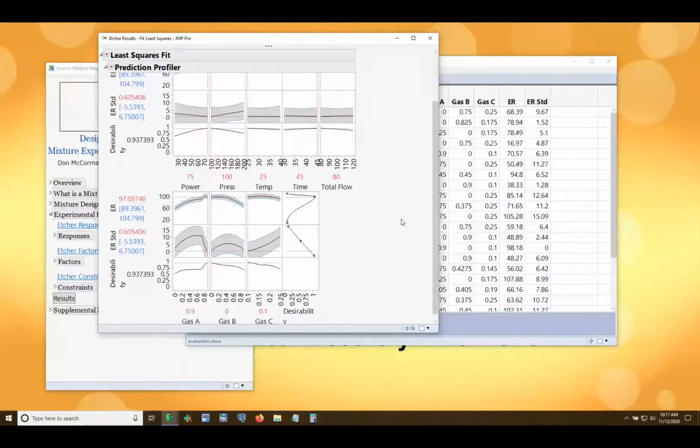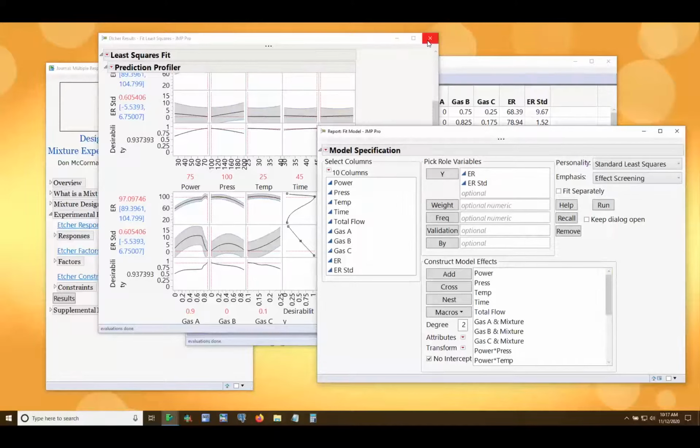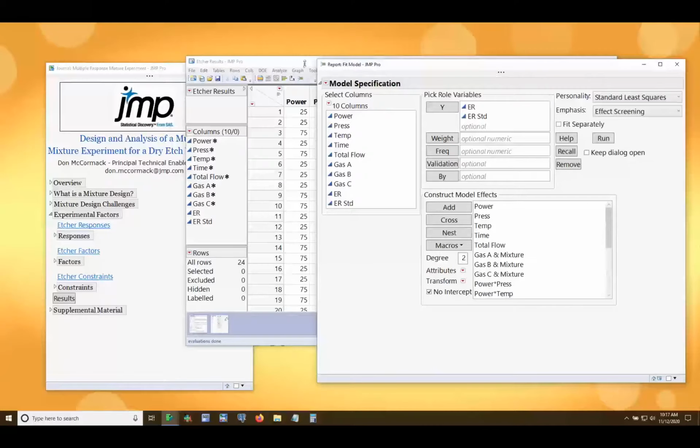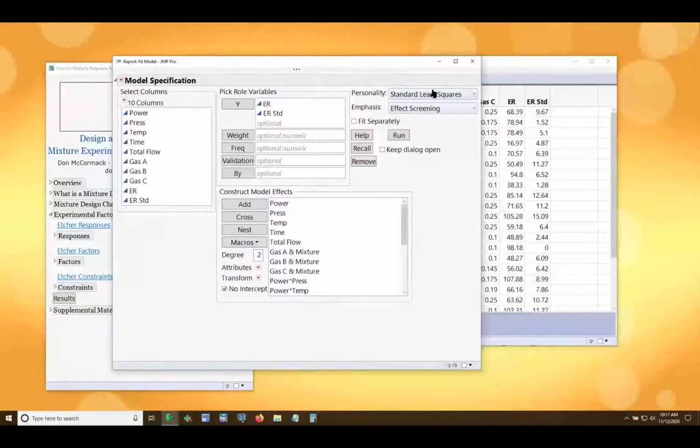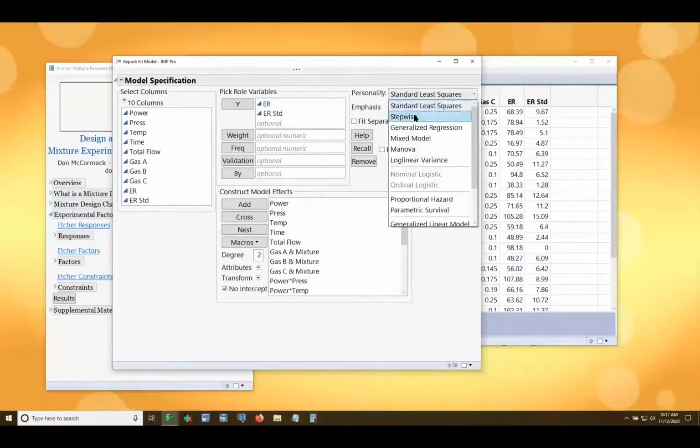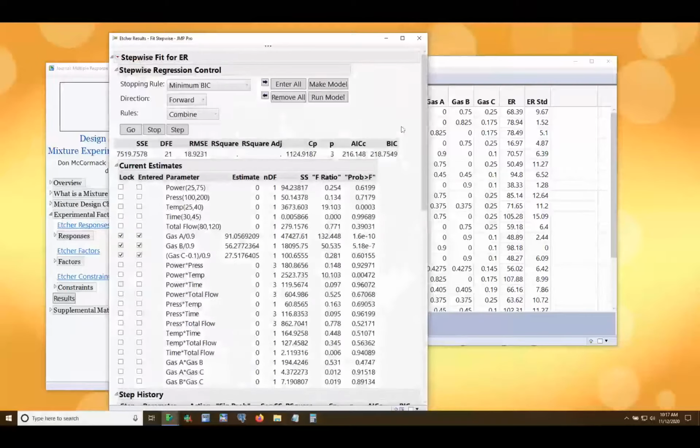Now, one more thing, let me go back to my model dialog. I had mentioned I just fit absolutely everything. I didn't do any screening. One of the things that you might consider is using something like stepwise regression. Now, you'll notice that when I use stepwise regression, it puts these mixture components in there. It keeps them, it fixes them, it locks them so they cannot leave the model.